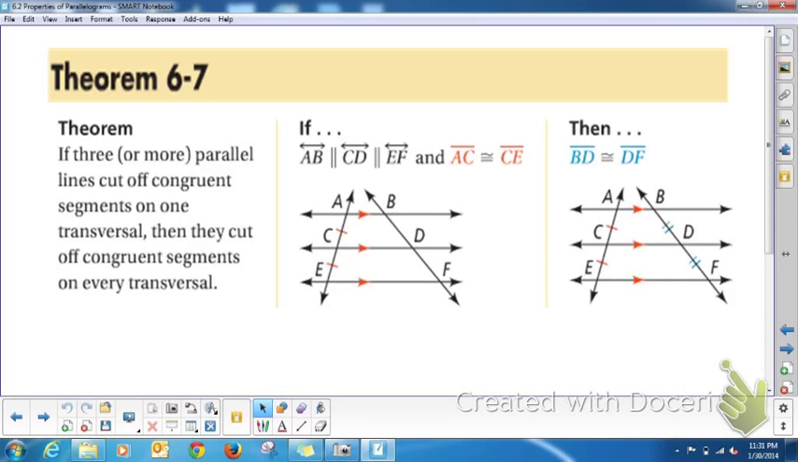The last theorem we have is Theorem 6.7. If 3 or more parallel lines, so you remember our theorems about parallel lines cut by transversals, well, this is a set of 3 or more parallel lines, they cut off congruent segments on one transversal, then they cut off congruent segments on every transversal. So AB, CD, and EF are all parallel lines. If I know that this transversal, AE, cuts these into congruent pieces, then I know that this other transversal, BF, also cuts this into congruent pieces. That's Theorem 6.7.